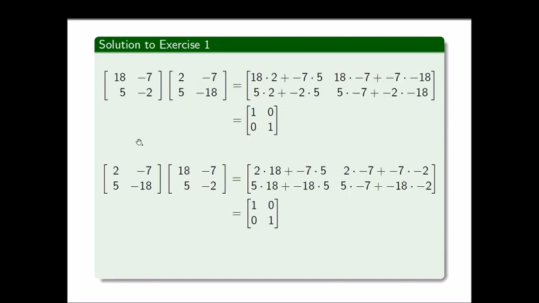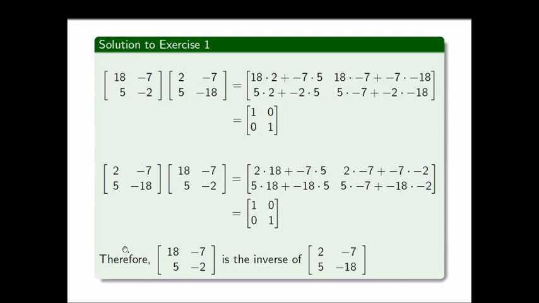And when we multiply the matrices in the reverse order, we again get [[1, 0], [0, 1]]. Feel free to verify the arithmetic. And because both AB and BA end up being a 2 by 2 identity matrix, we conclude that [[18, -7], [5, -2]] is the matrix inverse of [[2, -7], [5, -18]].